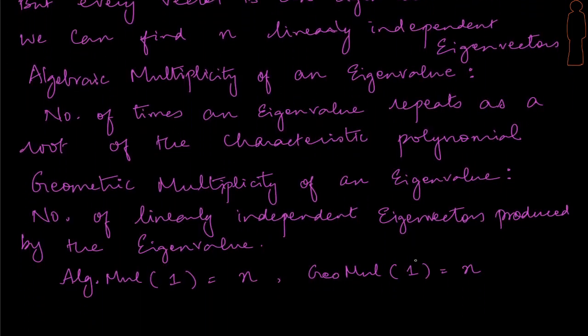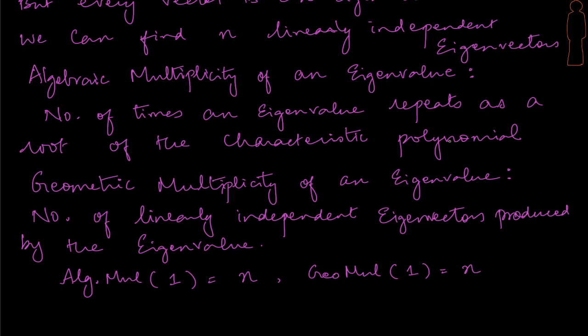So, what we are going to look at is what is called algebraic multiplicity and geometric multiplicity. We are not going to go very deep into this topic, but we must know what these terms mean, and therefore let me give you a brief idea. What is algebraic multiplicity of an eigenvalue? Remember, algebraic multiplicity is talking about an eigenvalue, right? And it's saying the number of times an eigenvalue repeats when it is a root of the characteristic polynomial.